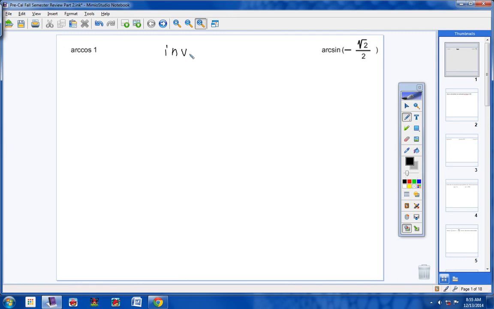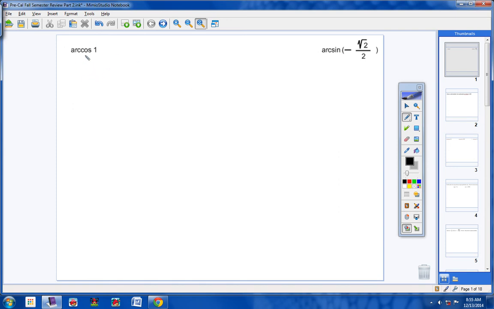Okay, we're reviewing inverse trig functions. A way that we write inverse trig functions is by using arc cosine, arc sine, etc. And what that means is this. Let's go ahead and jump right into this problem right away, okay?